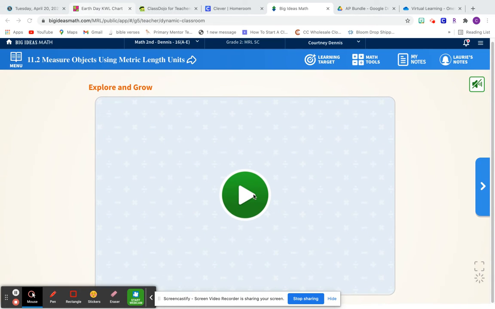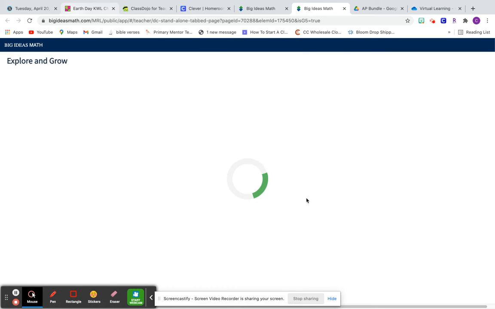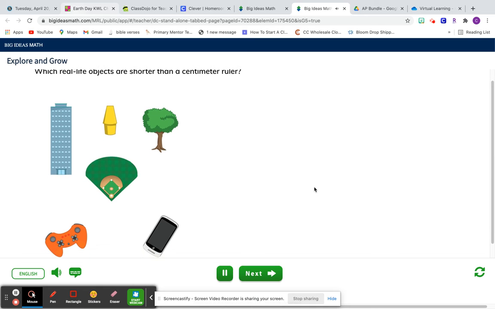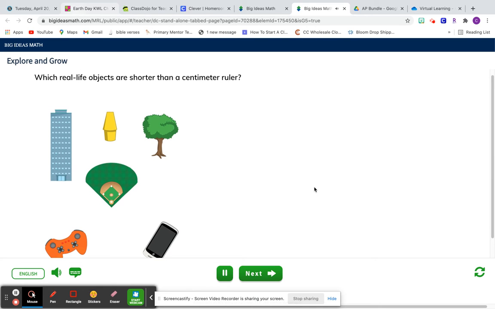So let's do our Explore and Grow. Which real-life objects are shorter than a centimeter ruler? All right, so centimeter, remember we looked at the centimeter cubes yesterday. They're small. A centimeter is very small. So this is going to be a smaller unit of measurement.